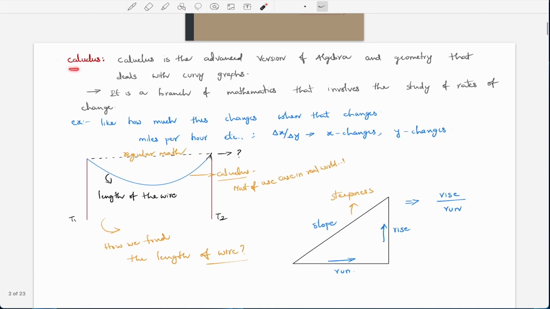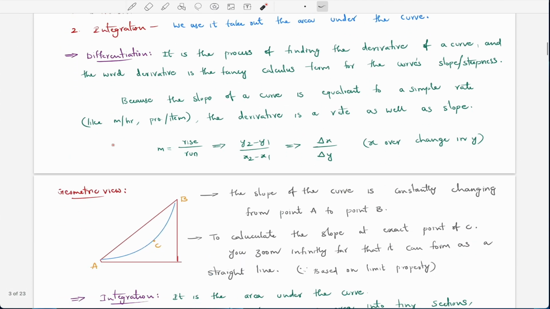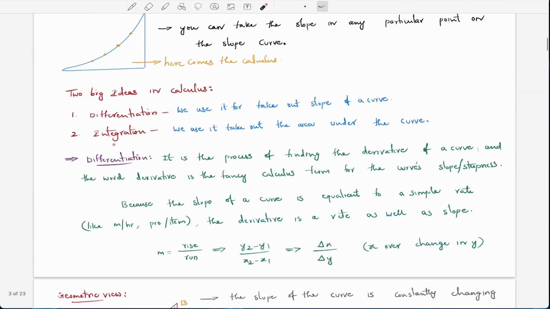So what is calculus, what are differentiation and integration, and how do we use calculus in our daily lives, like how we find the length of a wire? You may not know that yet, right? I'm going to cover it in further lectures. For now, I just want to give an outline.